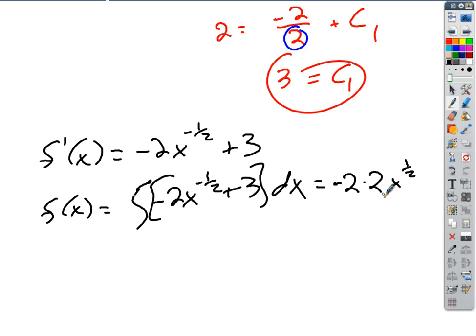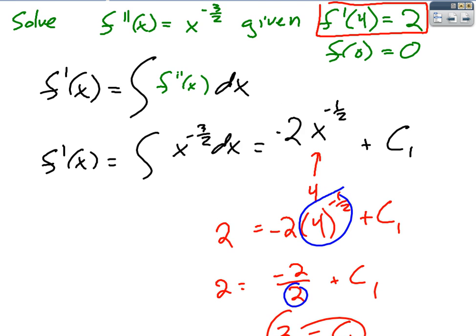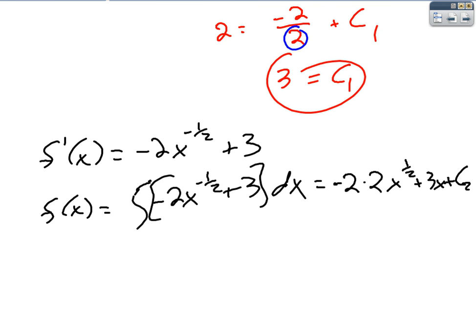Okay, and then I've got the plus antiderivative of 3, which is 3x, plus, call it C2. Okay, now we have the other condition here that f of 0 equals 0, right? So if I plug 0 in for x, that should equal 0.